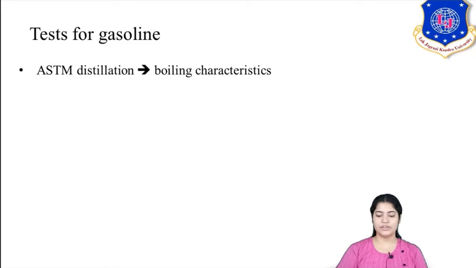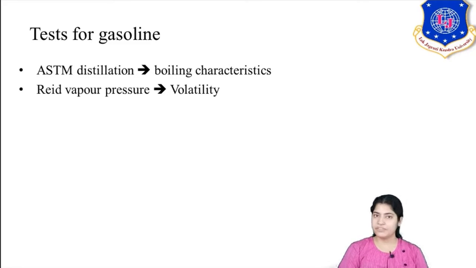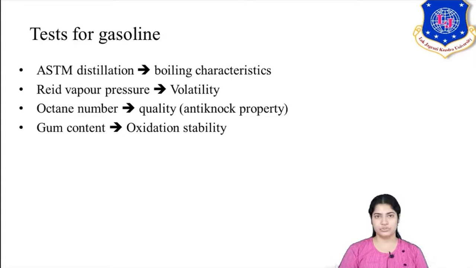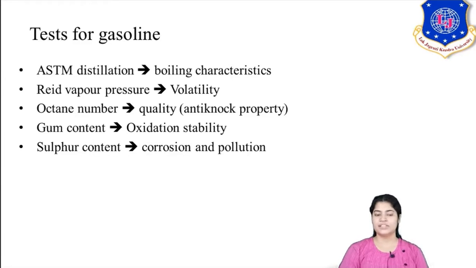ASTM is done to know the boiling behavior. Reid vapor pressure is to know about the volatility. Octane number is to know the quality, the antiknock property. You will study it further: what is octane number. Then gum content. What does gum content show? It shows the oxidation stability of your fuel. Then sulfur content, of course, it is associated with corrosion and pollution problems.